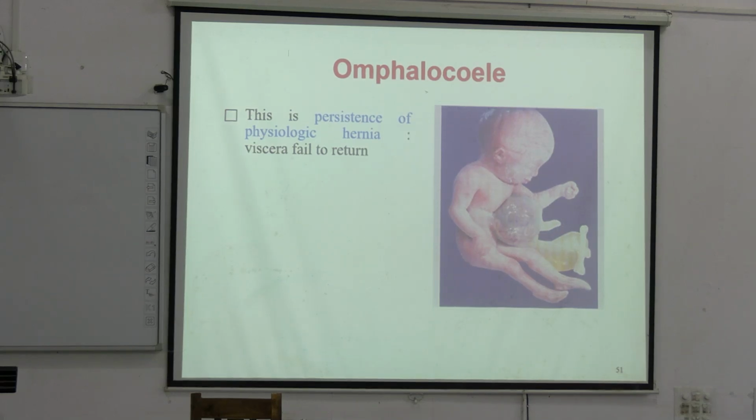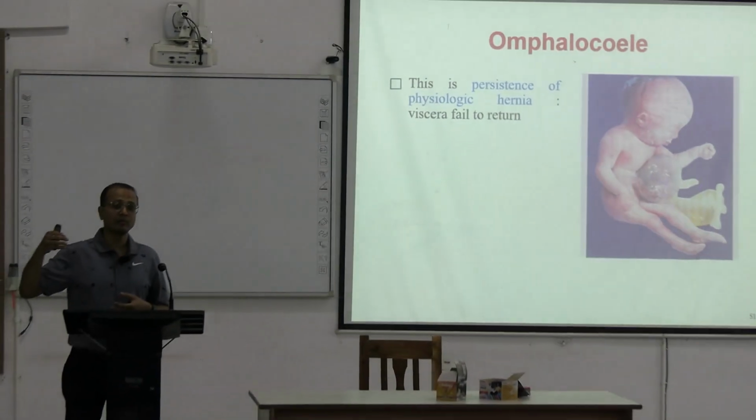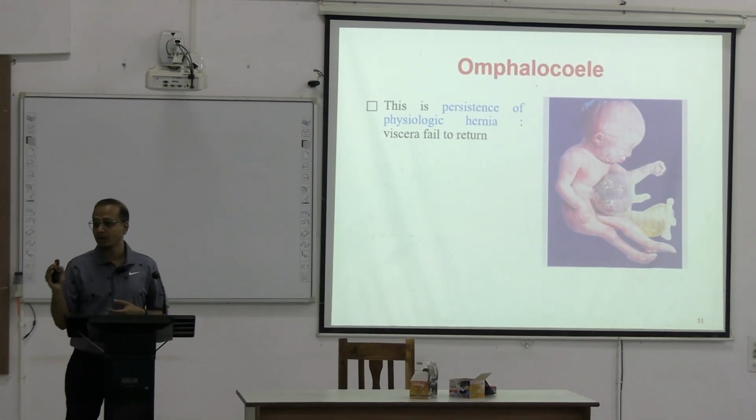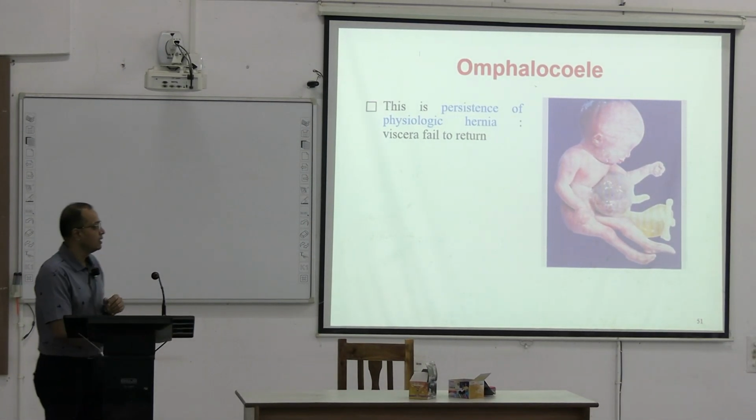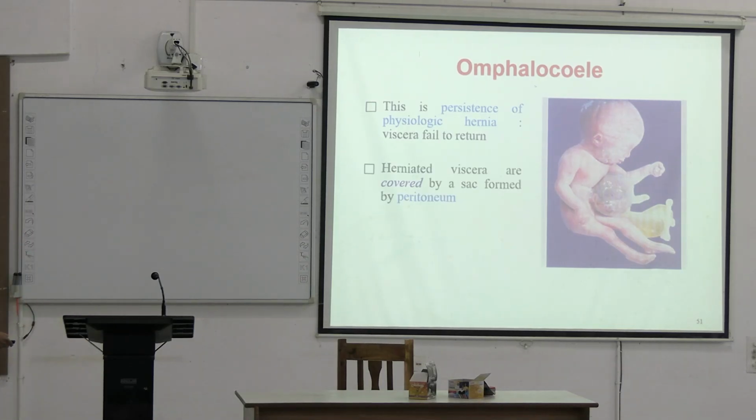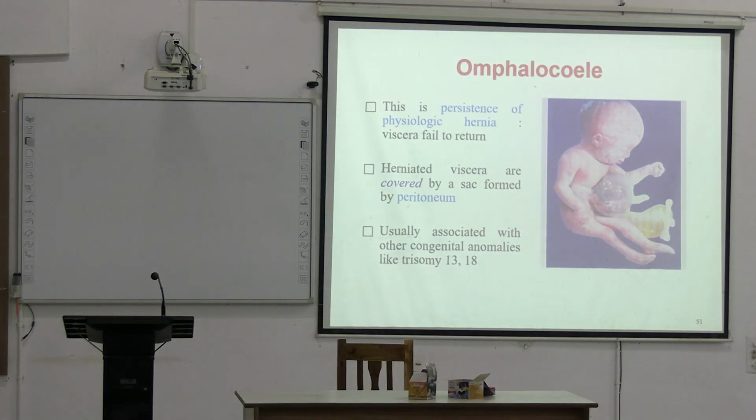So you have to explain this entity as a persistence of physiological herniation, which happens between 6 weeks and 10 weeks of life. The return of this gut loop, or primary intestinal loop, never happens and it remains there. It may have an association with a chromosomal error like trisomy 13 or Edwards syndrome, the 18th chromosome error, where you see this gut loop along with the peritoneum remaining within a sac like this and becoming visible. It is very hard to treat and make this individual survive.